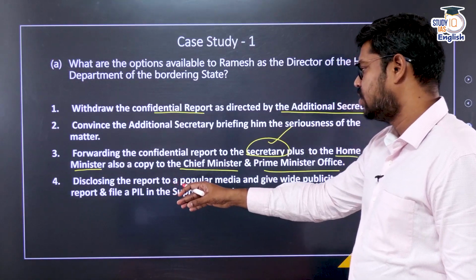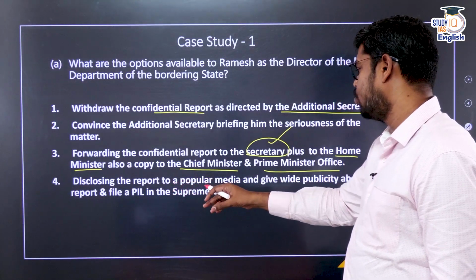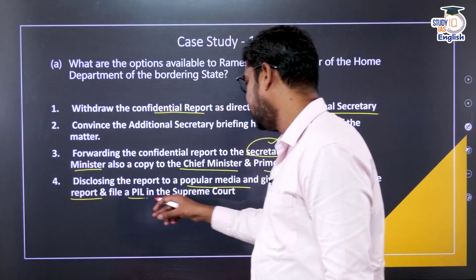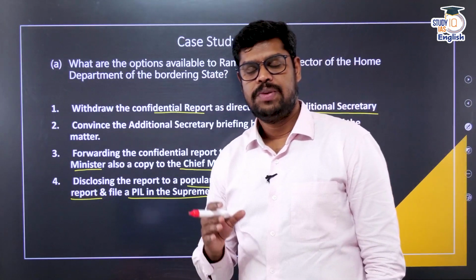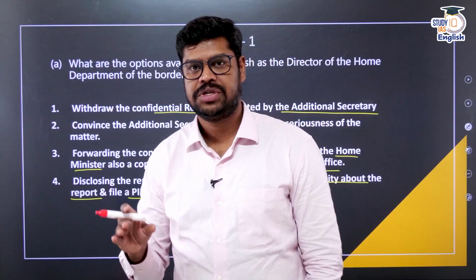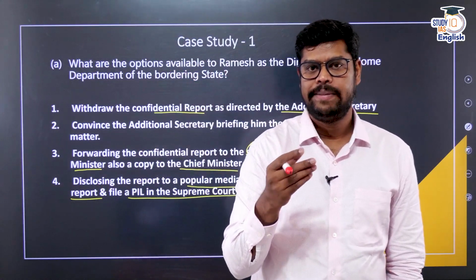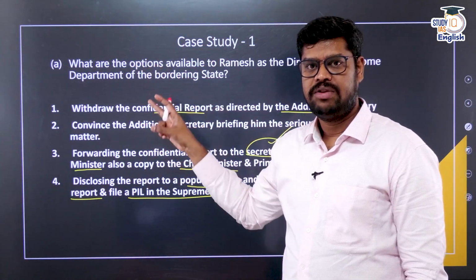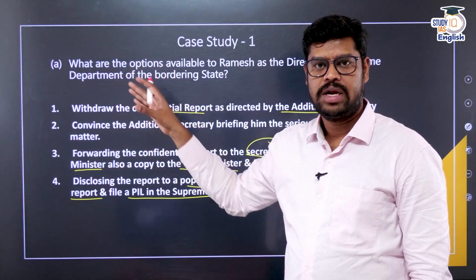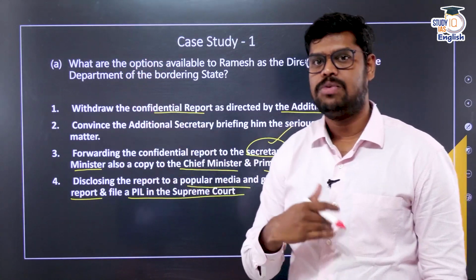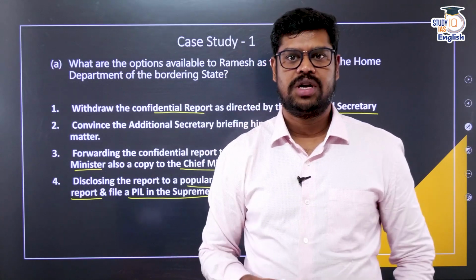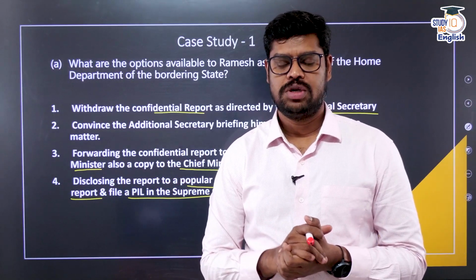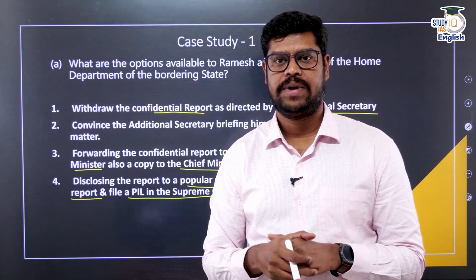And come to the last option that he can do: disclosing the report to the popular media, giving wide publicity about the report, and also filing a PIL in the Supreme Court. Now the Supreme Court of India has itself said that illegal migration is an act of aggression. So what probably Ramesh can do, if he does not believe in the system, if he feels that everybody is coordinating with one another and nothing is going to happen, he can come out of the system and place it in front of the media. Wide publicity will be given by the media, and he can also file a public interest litigation in the court, so that the court can take cognizance of this particular matter.